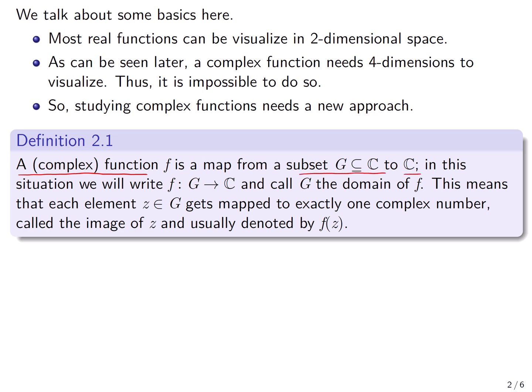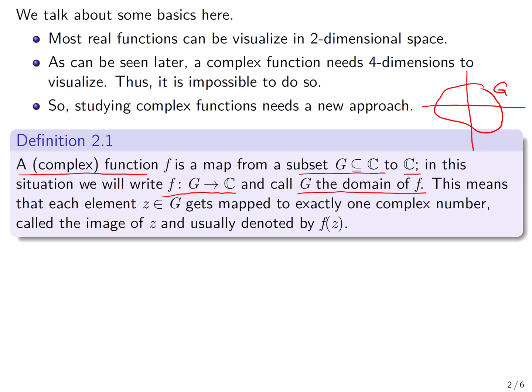So we're going to find a subset G in the complex domain. We're going to call that G. So this is a subset in the complex domain, and the function maps from G to C. In this situation, we write f maps from G to C, and we call G the domain of f.